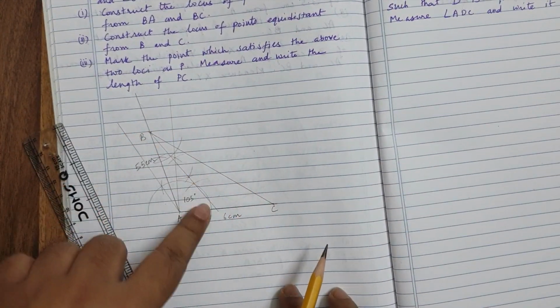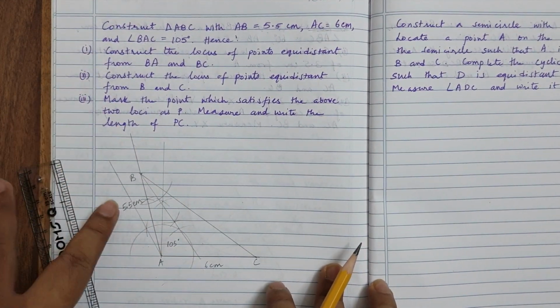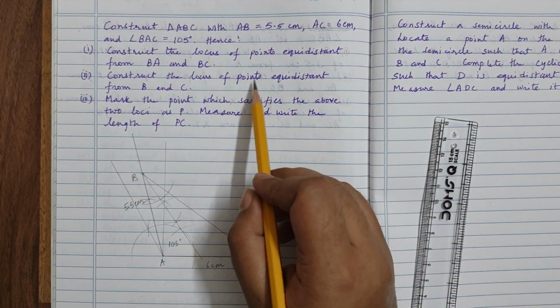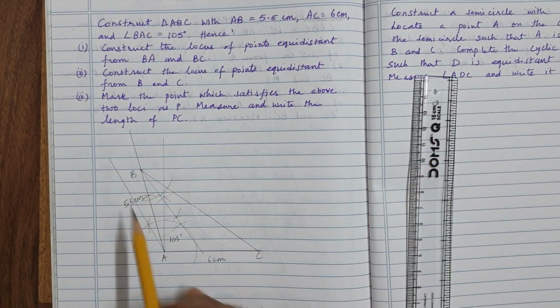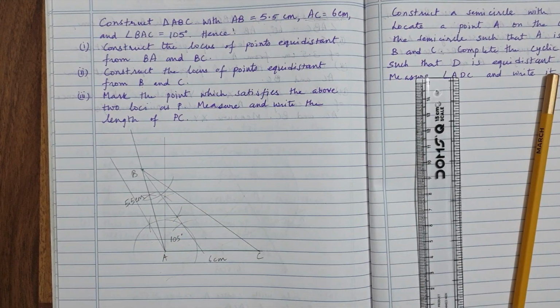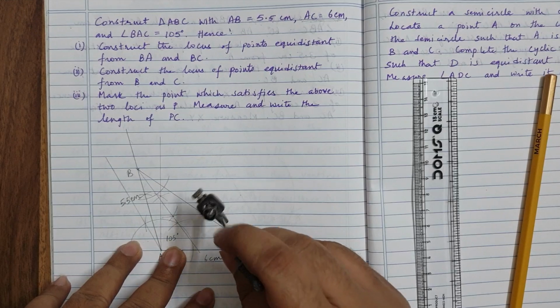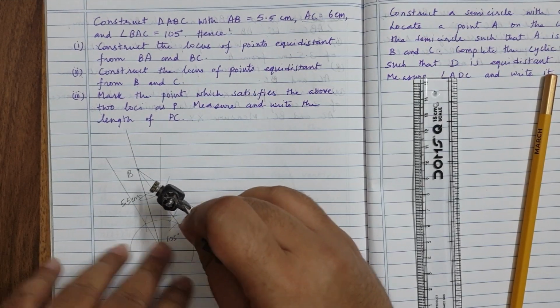So the bisector of angle B is the locus for part 1. Okay, done. Then construct the locus of points equidistant from B and C. Point B and point C, the locus will be the perpendicular bisector of the line segment BC. So I'll take my compass to draw the perpendicular bisector. So center at point C, radius should be more than half the length of BC.